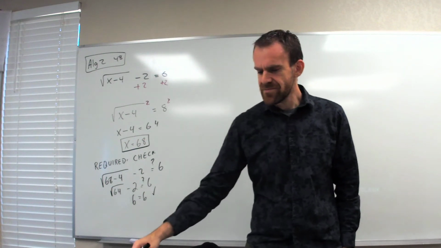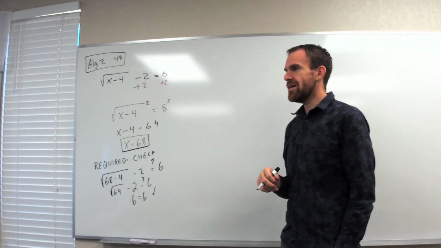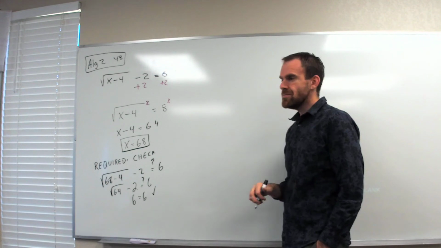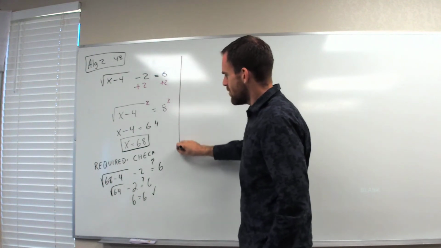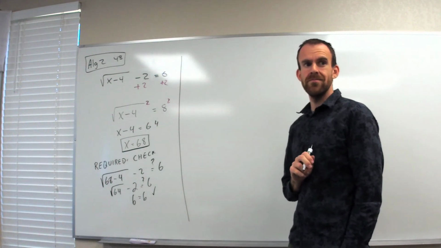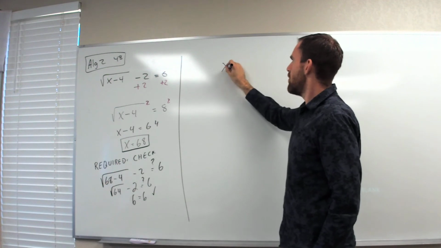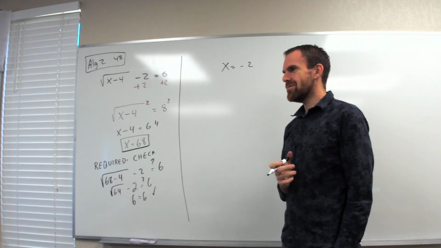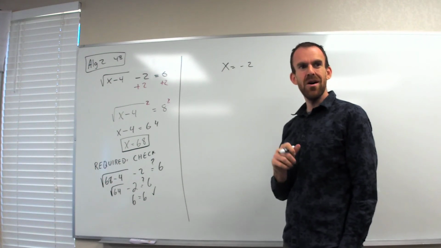Now, why did I require you to check? Because we're humans and we make mistakes. No, observe this problem. What does x equal? Negative 2. Okay. Now I'm going to square both sides.